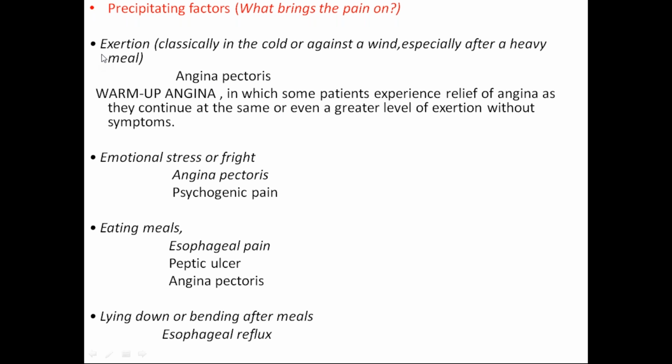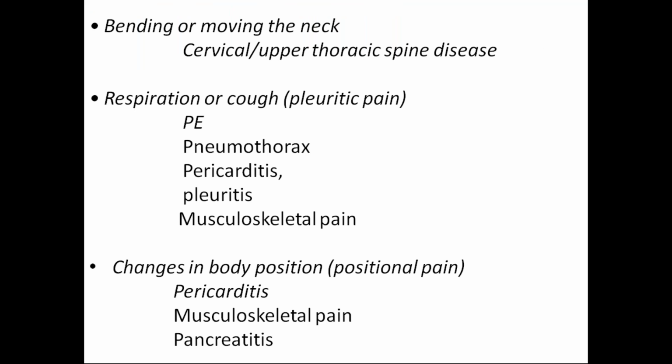The precipitating factors, which is already described: exertion is a precipitating factor for MI. Warm-up angina, in which some patients experience relief of angina as they continue at the same or even a greater level of exertion without symptoms. Emotional stress may precipitate angina. Eating meals also may precipitate angina, peptic ulcer. Lying down or bending after meals, reflux disease, which is already described. Bending or moving the neck, cervical disease. The pain increased with cough or respiration: pulmonary embolism, pericarditis, and pleuritis. Changes in body position: pericarditis and pancreatitis.